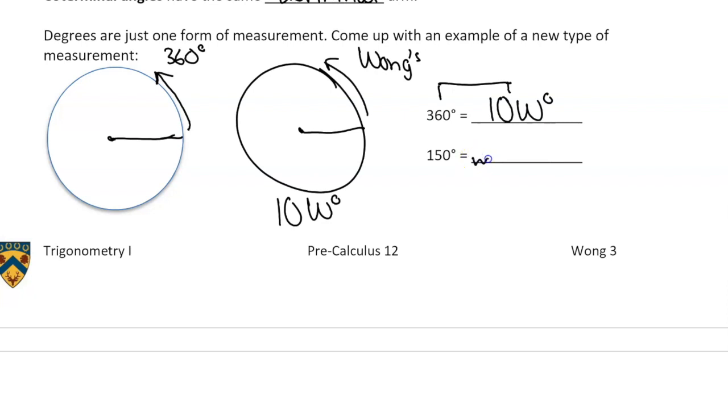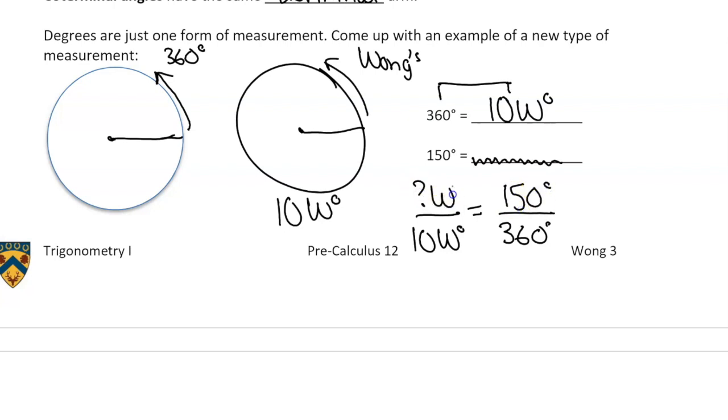So could you come up with an answer then if it said, well, if 360 degrees is equal to 10 wongs, then 150 degrees would be equal to blank wongs. So if you wanted to be able to create something for this, you could set up a ratio and compare them. So we could say something like this. We know that 10 wongs was equal to 360 degrees. And we're going to say if we have 150 degrees, that would be equivalent to a certain number of wongs.